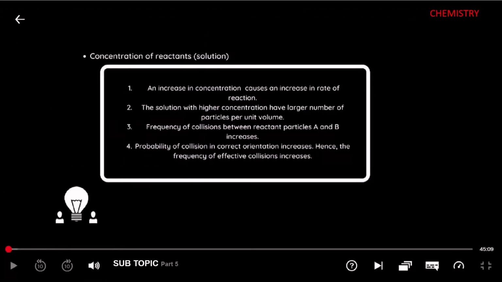Lastly, concentration of reactants, solution. The first one is an increase in concentration causes an increase in rate of reaction. Next, the solution with higher concentration has a larger number of particles per unit volume. Other than that, frequency of collisions between reactant particles A and B increases. Last one, probability of collision in correct orientation increases. Hence, the frequency of effective collisions increases.